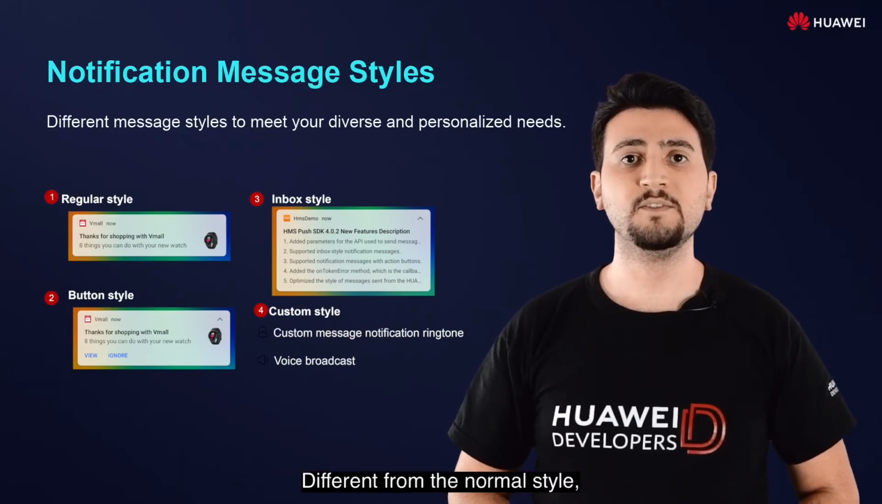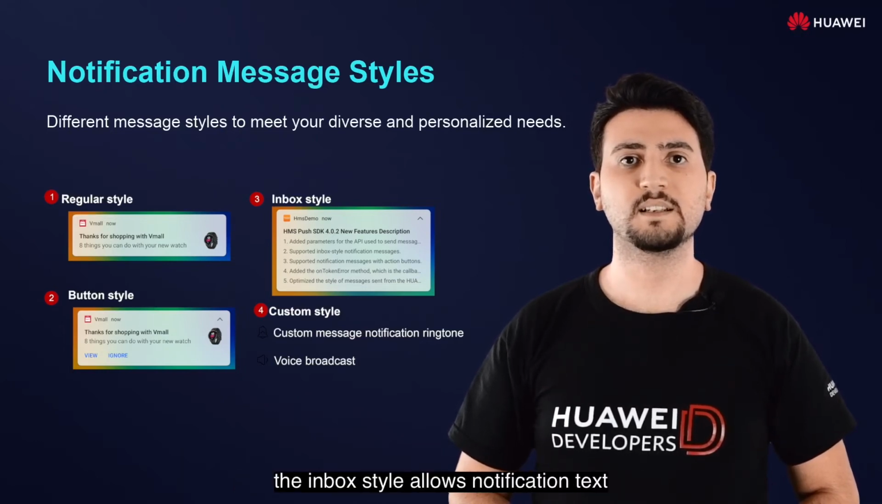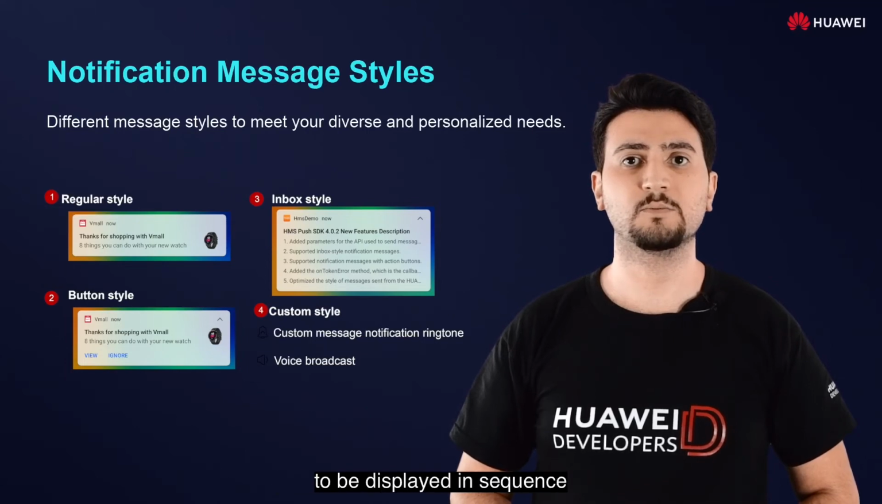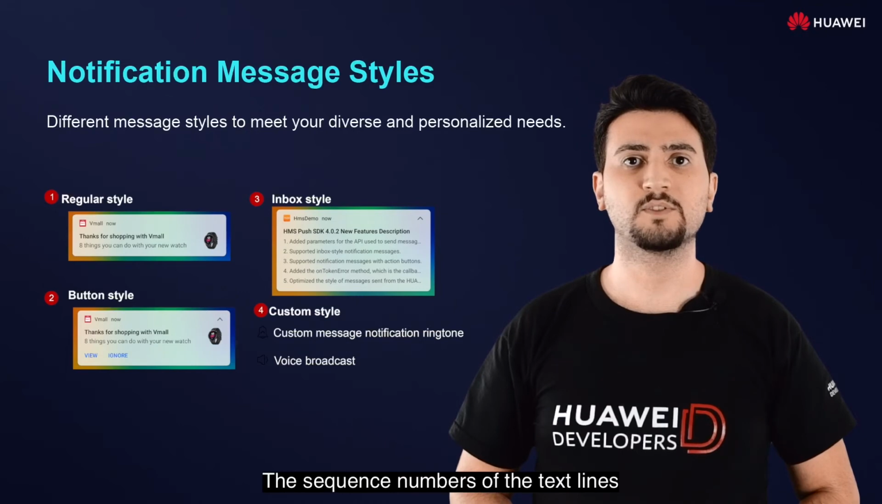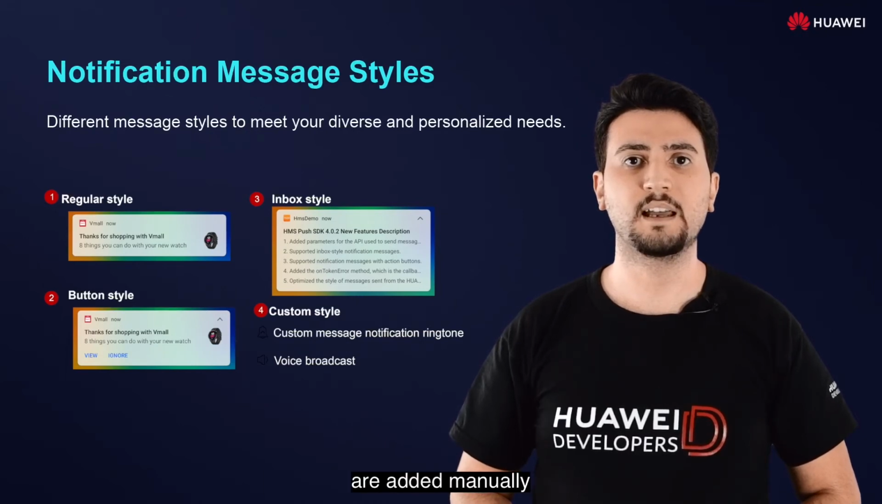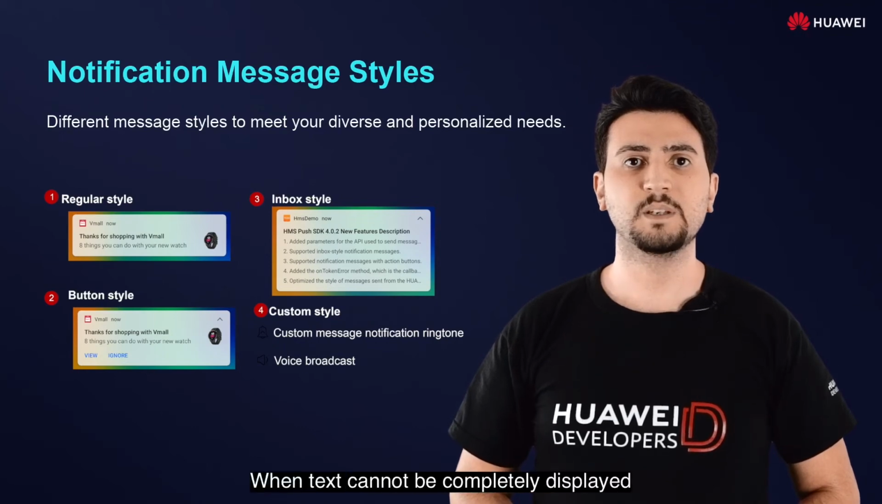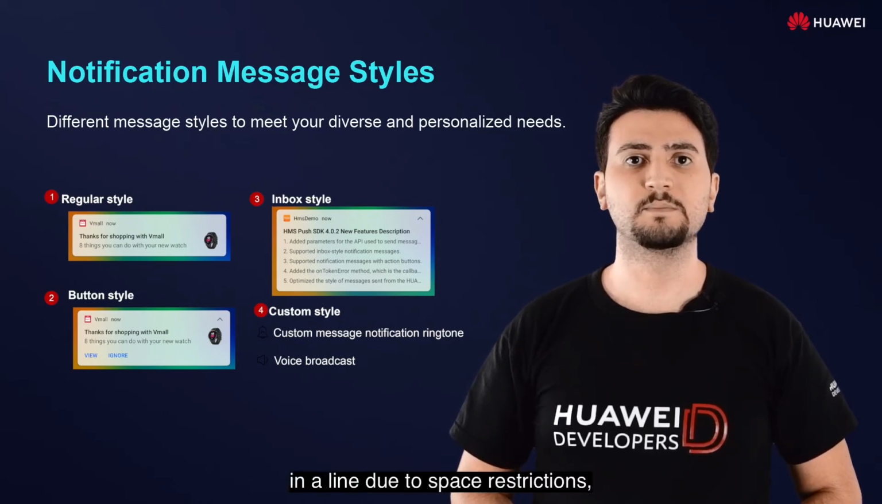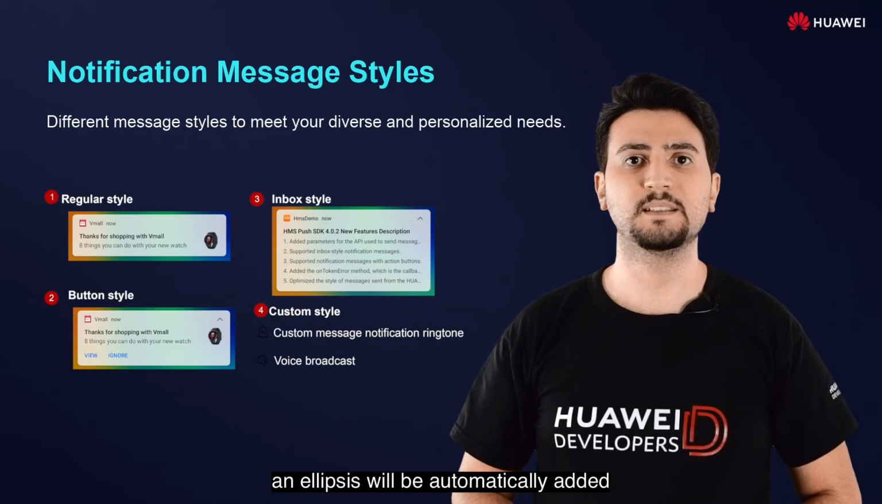Inbox style: different from the normal style, the inbox style allows notification text to be displayed in sequence in separate lines. The sequence numbers of text lines are added manually and a maximum of 5 lines can be displayed. When text cannot be completely displayed in a line due to space restrictions, an ellipsis will be automatically added to the end of the line.